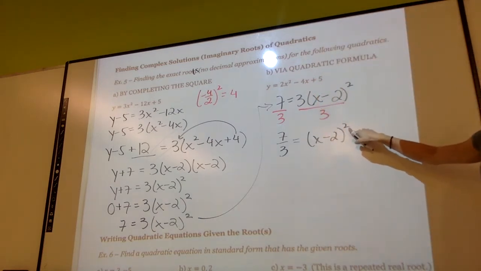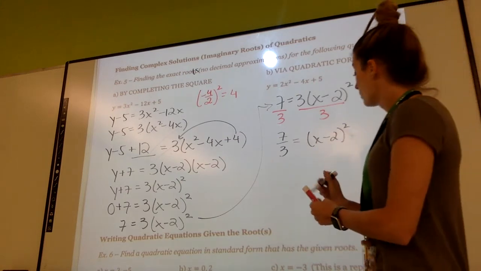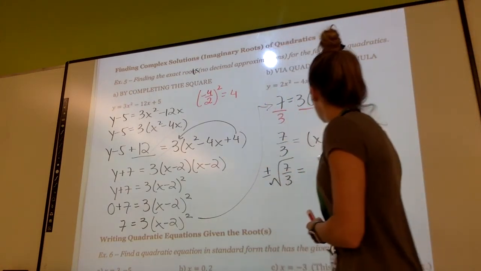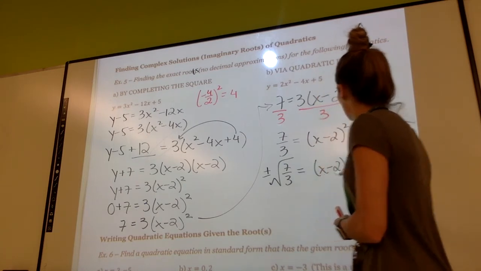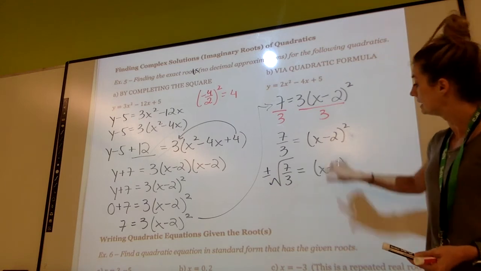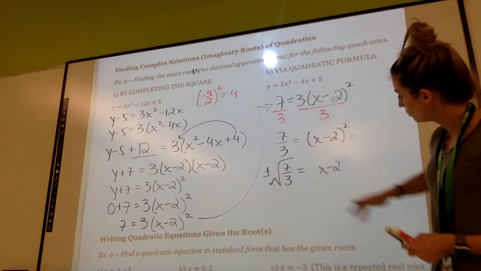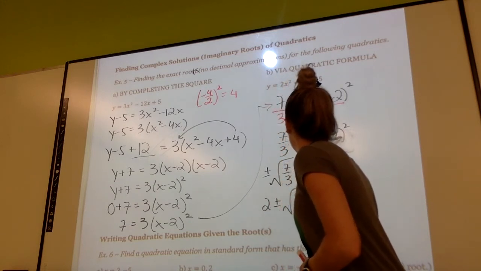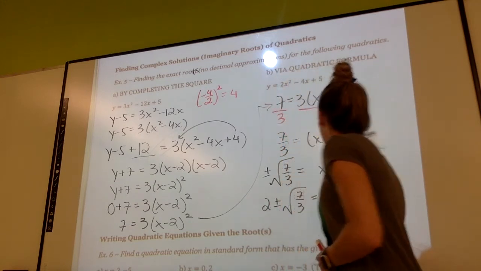All right, now is the point where I want to get rid of that square, so I'm going to take the square root of both sides, remembering that plus or minus in front of the root. And this is the point where you're almost done. We can drop the parentheses. We don't really need them anymore. And we can add 2 to both sides. So I've got 2 plus or minus the square root of 7/3 equals x.